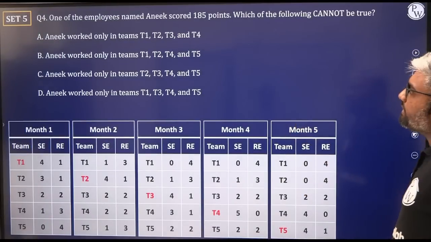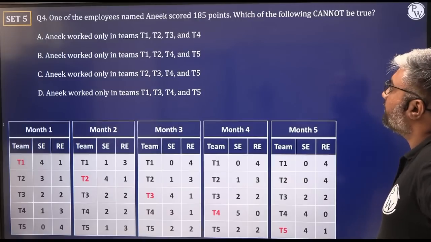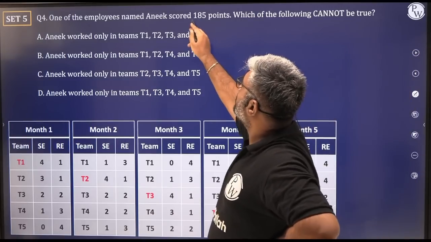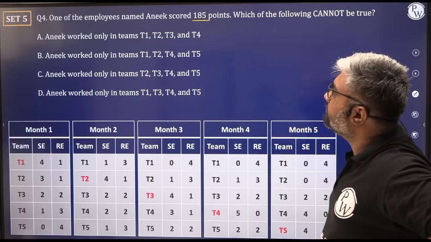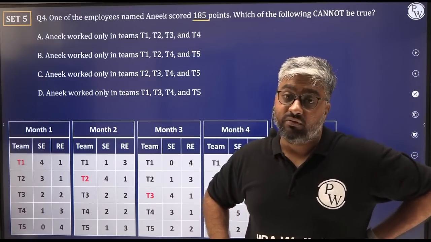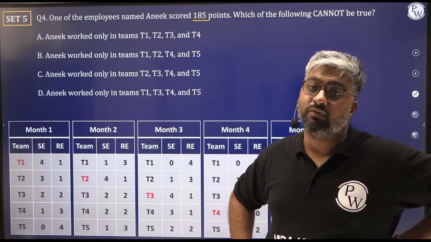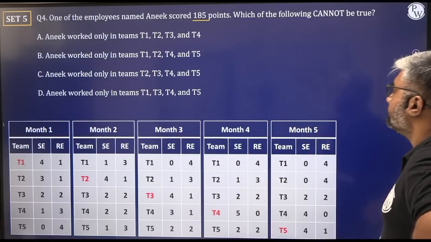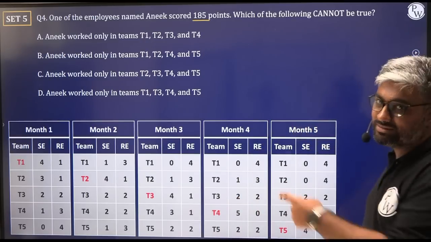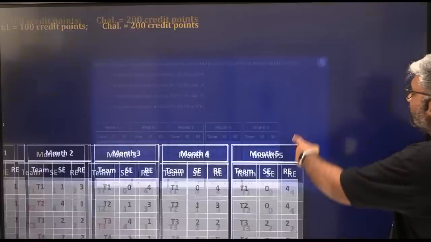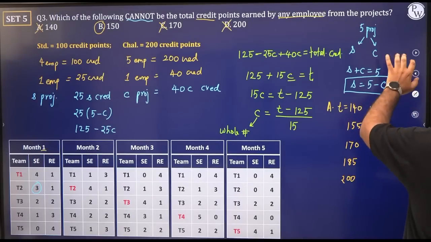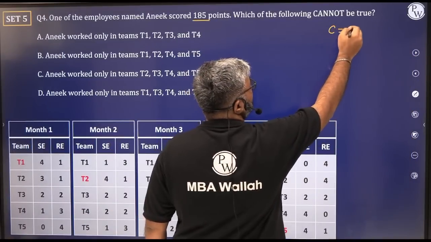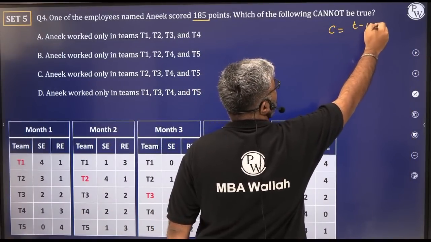One of the employees named Anik scored 185 points. Which of the following cannot be true? Him scoring 185 points. We have to see how many challenging and how many standard projects this person has worked on, right? Whatever we used here, we can use. C is equal to (T minus 125) by 15. Let's do that.